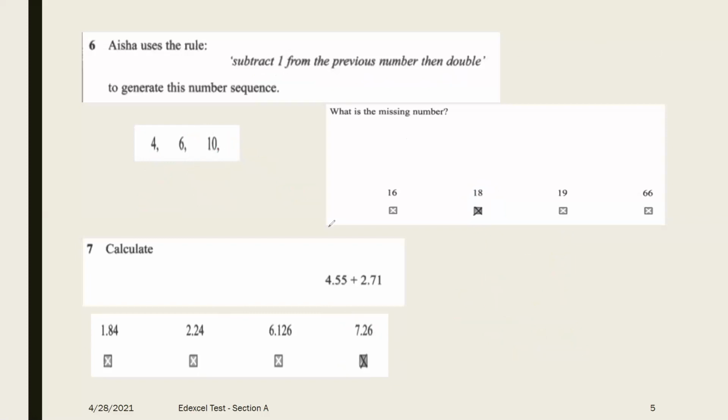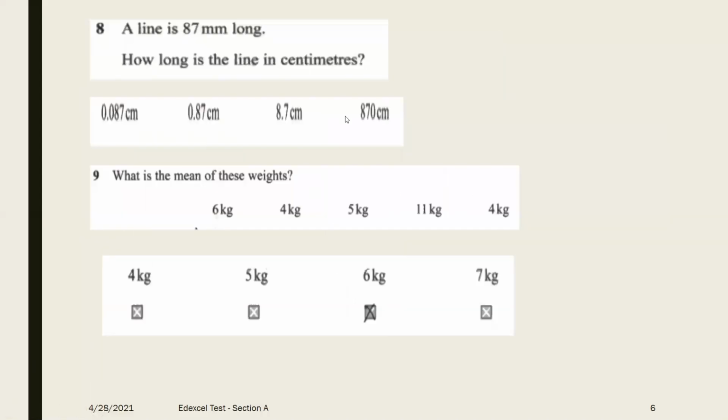Let's go to the 8th question. The 8th question, a line is 87 millimeters long. How long is the line in centimeters? So there you have to get the connection. We know 1 centimeter equals 10 millimeters. That you have to keep it in your mind.